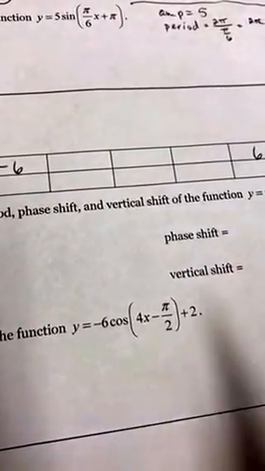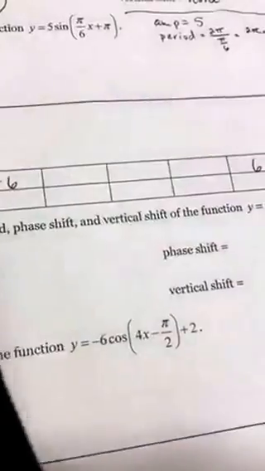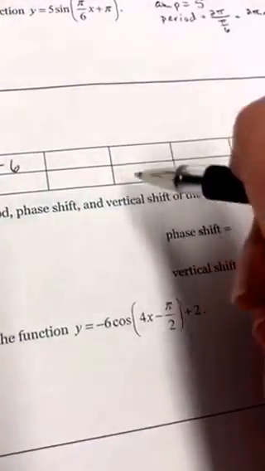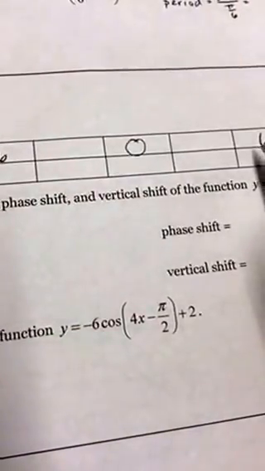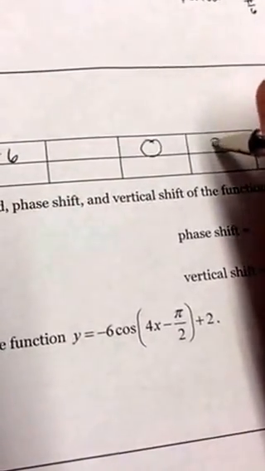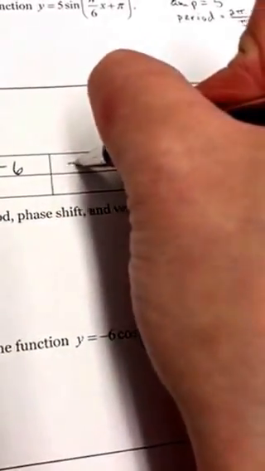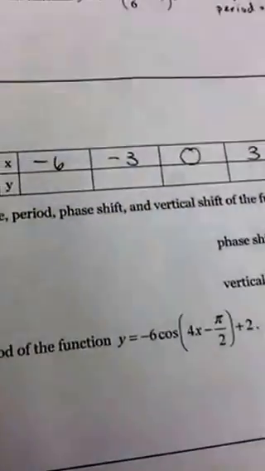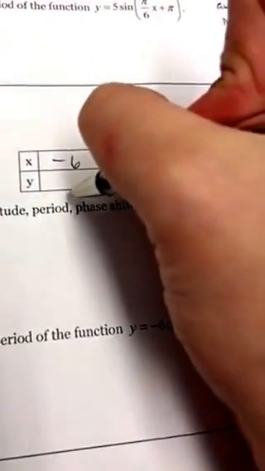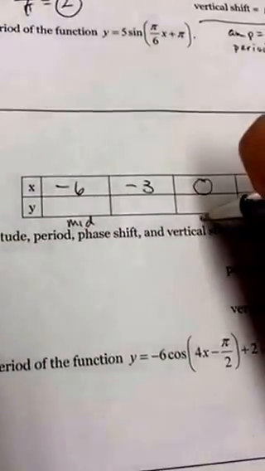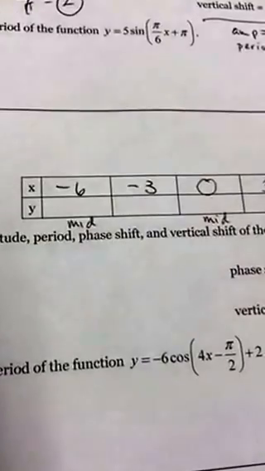Then to find all of our inside values, we add together and divide by 2. So -6 plus 6 is 0, divided by 2, still 0. 0 plus 6 is 6, divided by 2 is 3. And that would make this -3. That actually makes our lives pretty easy. Since this is sine, we're going to start in the middle, we're going to end in the middle, and we're going to middle in the middle.